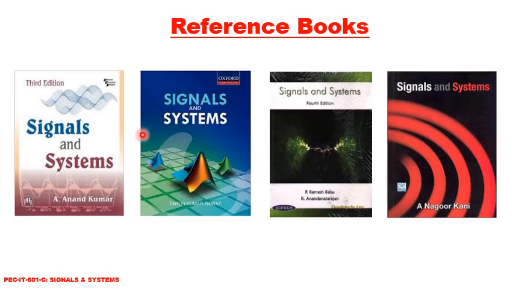These are the reference books. First book is Signals and System by Anand Kumar. Second book is Signals and System by Tarun Kumar Rawat. Third book is Signals and System by Ramesh Babu. Fourth book is Signals and System by A. Nagoor Kani.